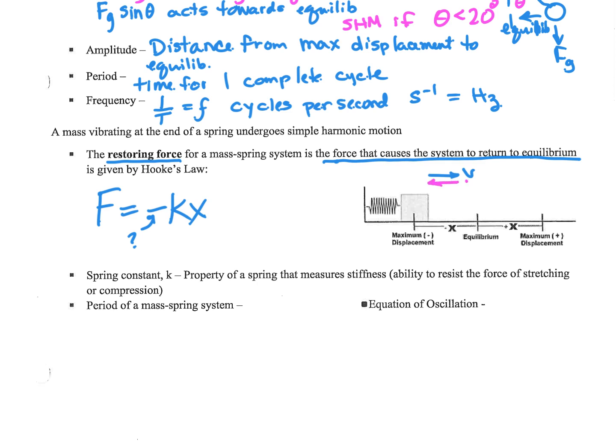All right, so what do these stand for? k is the spring constant. That is how stiff the spring is. So the higher that number is, the stiffer the spring is. Now, x is the displacement, and that is from equilibrium.